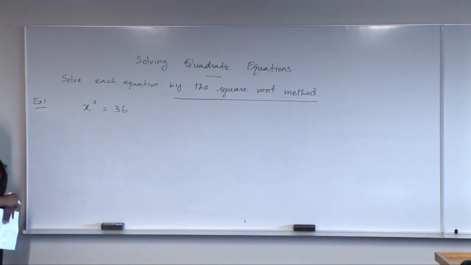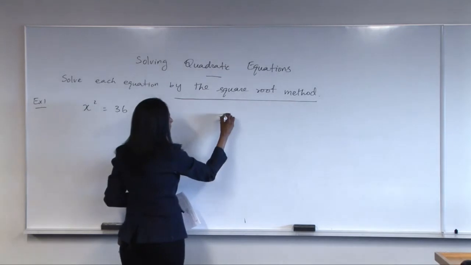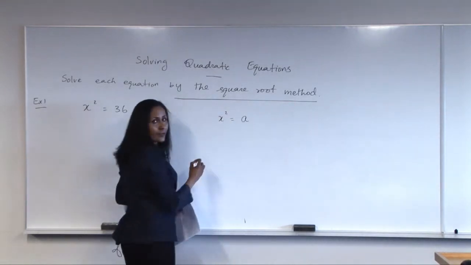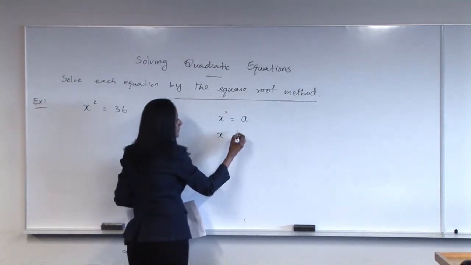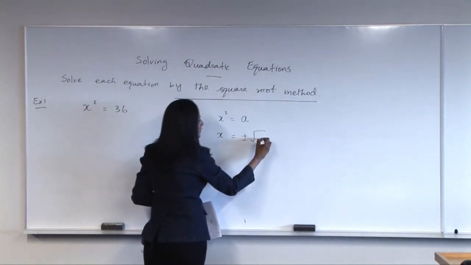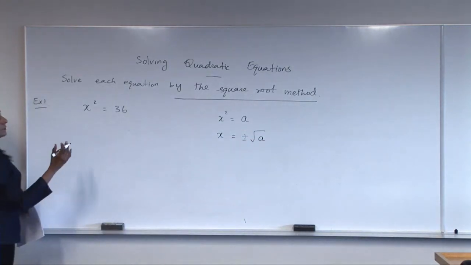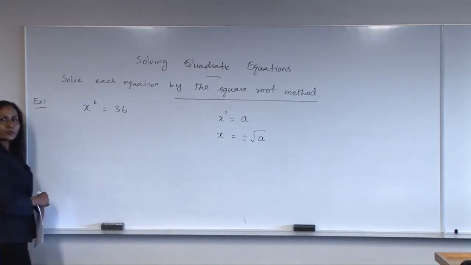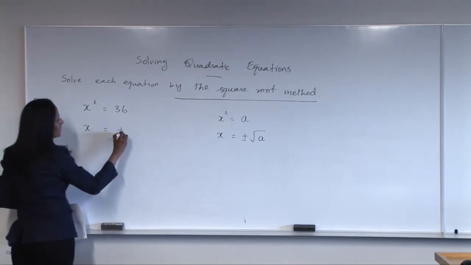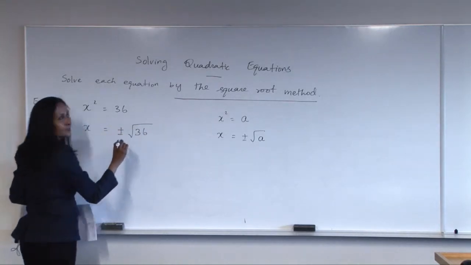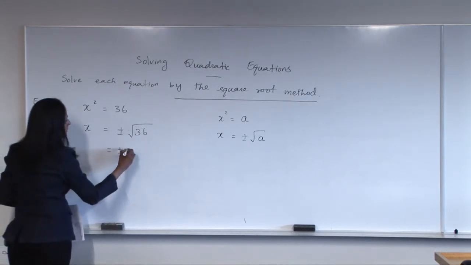So, x squared is equal to 36. The square root method is, if x squared is equal to a, a real number, then x is equal to plus or minus the square root of a. Okay, so that is the main definition. So x squared is equal to 36. What is x? x is equal to plus or minus square root of 36, and the square root of 36 is 6.